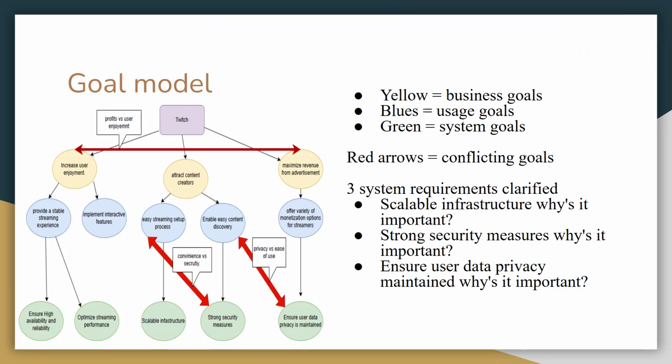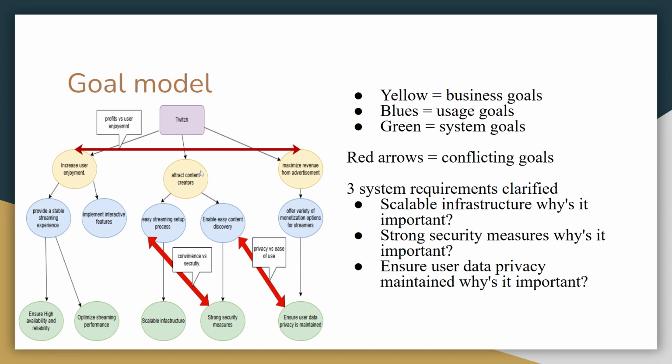I use a hierarchical structure. On the top here, we have the business goals in yellow. Beneath them, we have the user goals in blue. Beneath them in green, we have the system goals. I'm going to explain now how it's going to work for content creators because they're one of our end users.